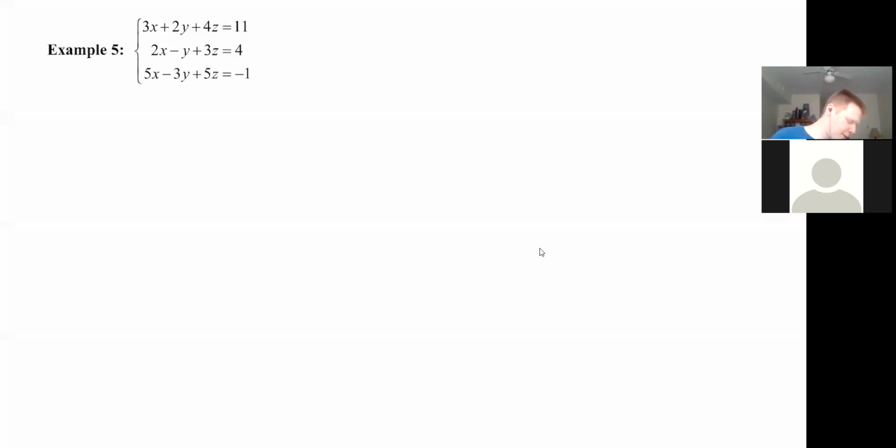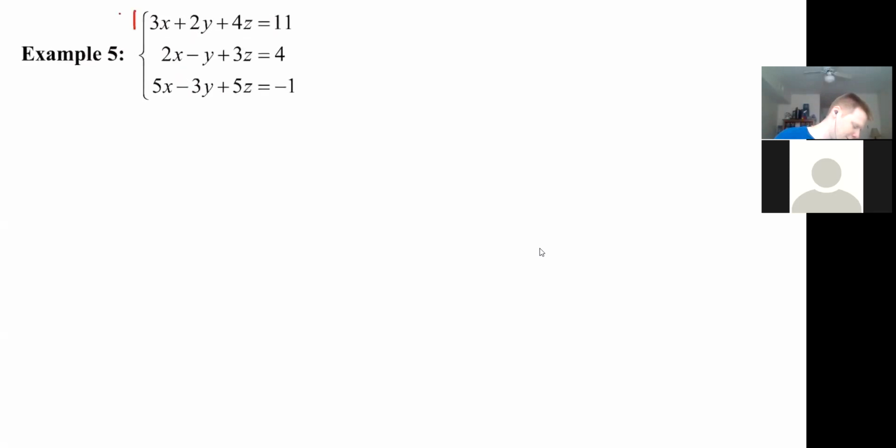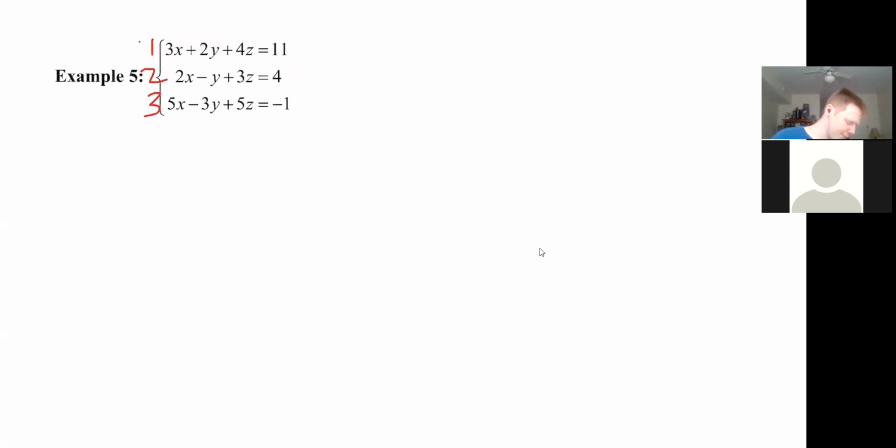For example 5, the first thing, like I said, let me try not to write like a child. I number these equations. We have equations 1, 2, and 3. So our first step is you're going to pick any 2 equations and eliminate one of the variables. You could do equations 1 and 2, 1 and 3, or 2 and 3. You really have 3 options.